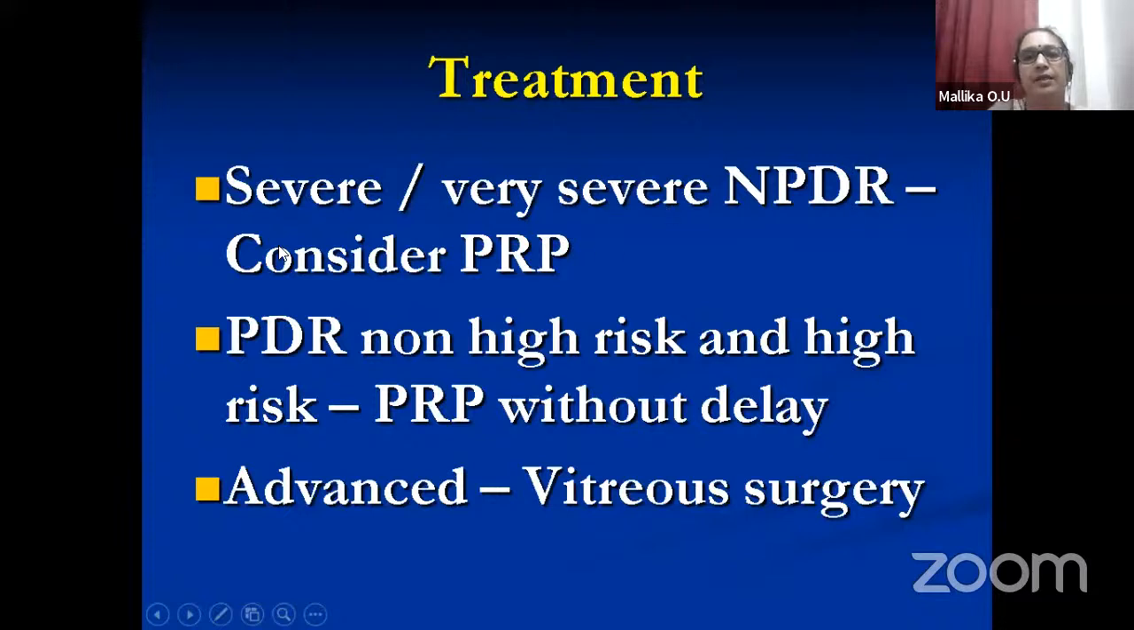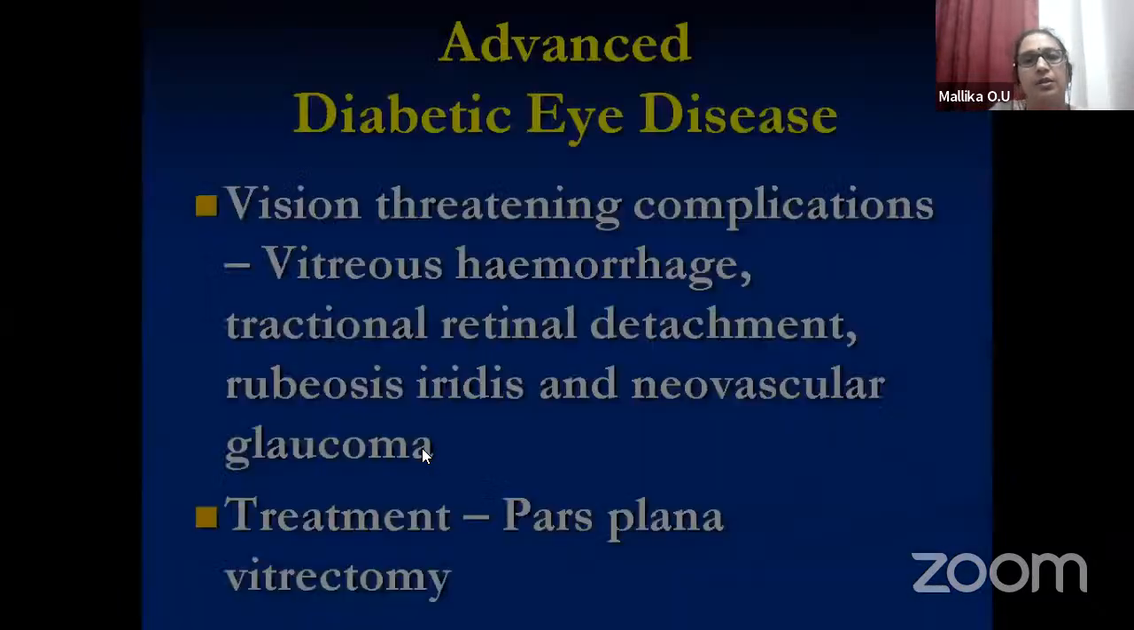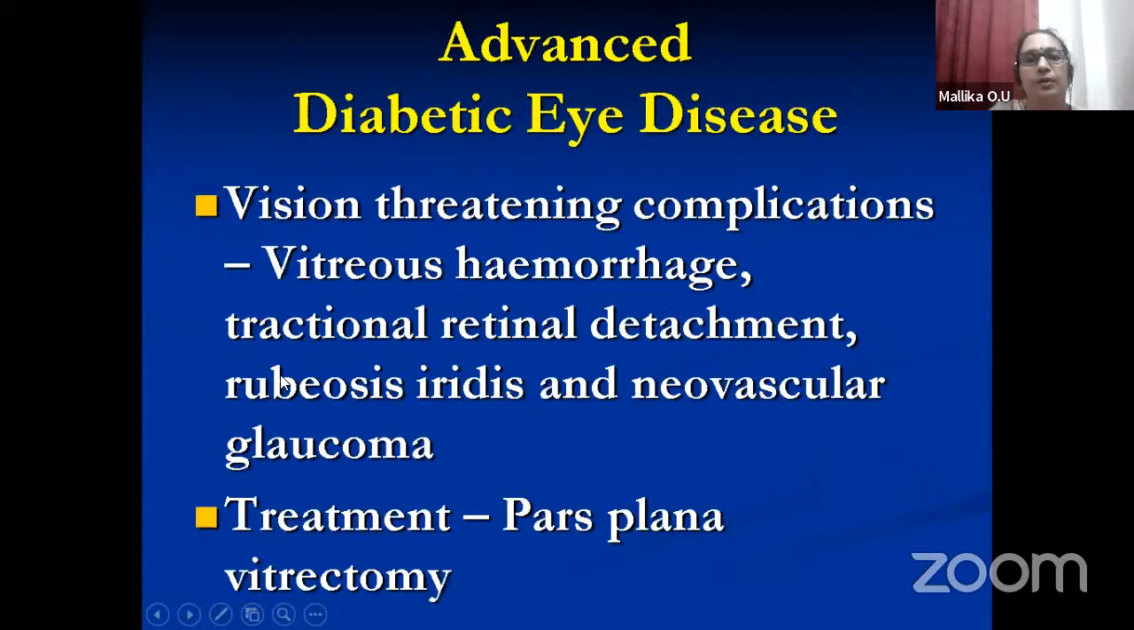Again, I explained, very severe or severe, consider PRP. That is, if the patient lost vision in the other eye because of the high-risk PDR complications, you can treat the patient prophylactically, and if the follow-up is also not possible. So if the patient has high-risk characteristics, PRP at the earliest without any delay, and advanced diabetic eye disease, vitreous surgery. So vision-threatening complications like vitreous hemorrhage, tractional retinal detachment, rubeosis iridis, and neovascular glaucoma, treatment is pars plana vitrectomy and retinal detachment surgery.